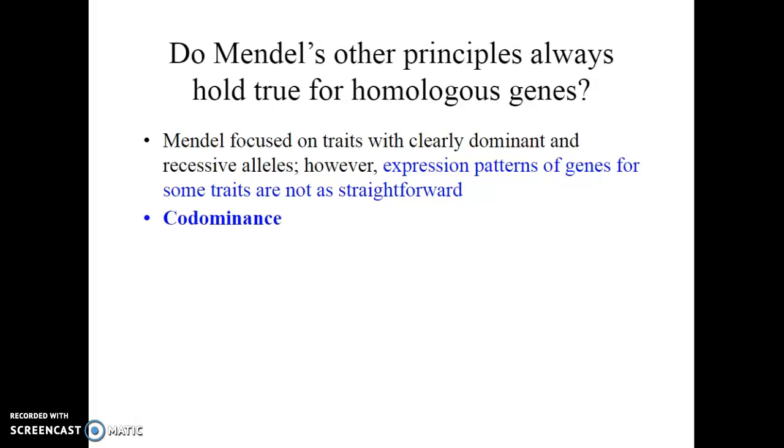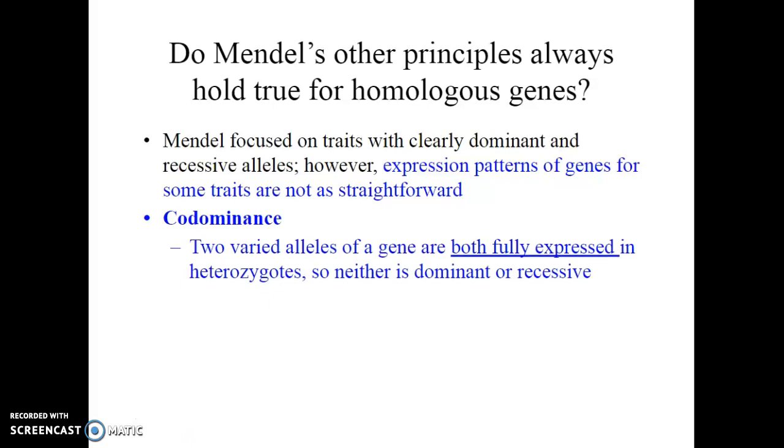So there's something called codominance. Your book gives you some examples of codominance, but ultimately the 2 alleles both get fully expressed. And so if you have a heterozygote, neither is dominant or recessive in this case.